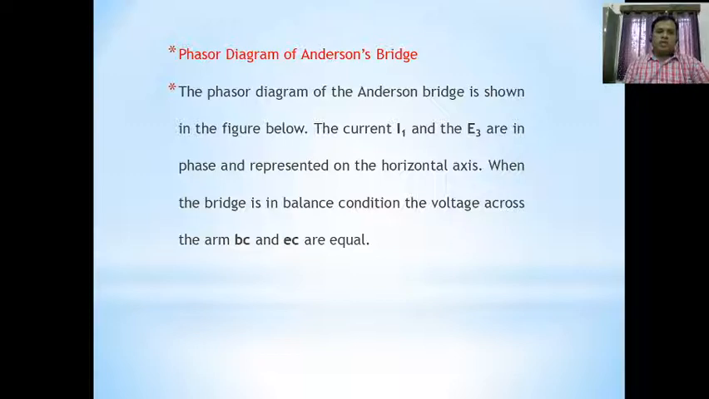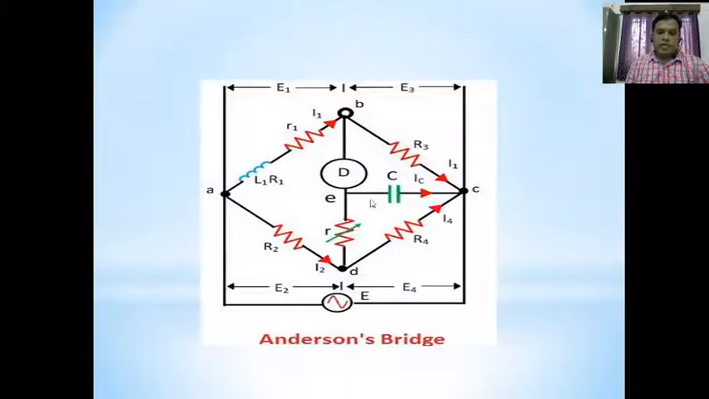So next is the phasor diagram. The phasor diagram of the Anderson bridge is shown in the figure below. The current I1 and the voltage E3 are in phase and represented on the horizontal axis. When this bridge is in balance condition, the voltage across arms BC and EC are equal. So you can see here the arms BC and EC are shown.